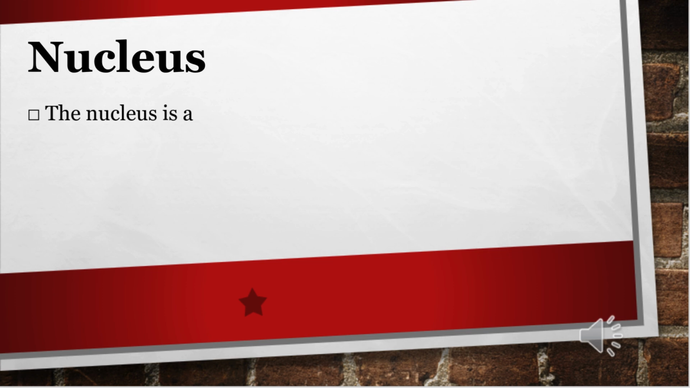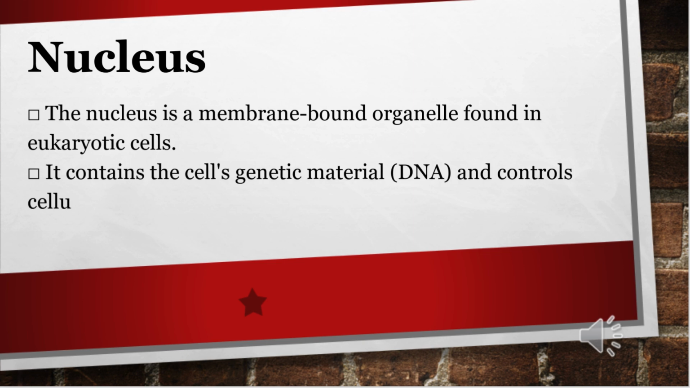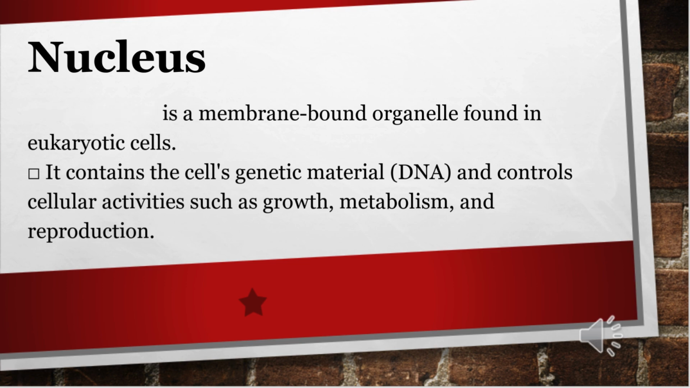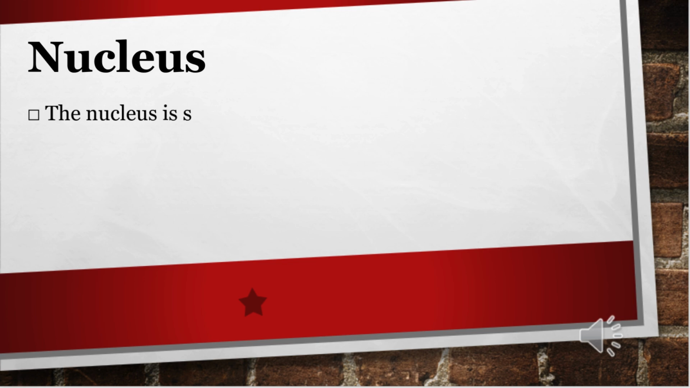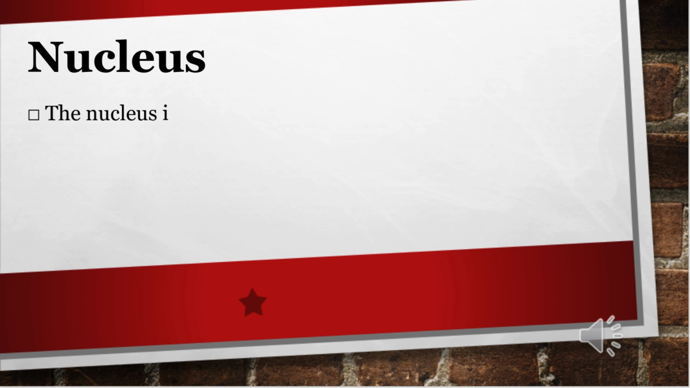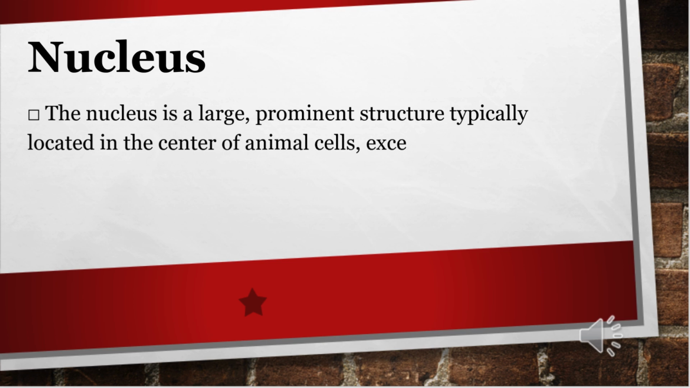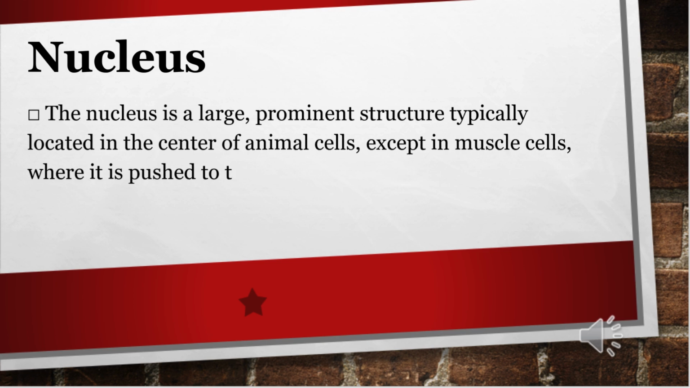The nucleus is a membrane-bound organelle found in eukaryotic cells, housing the cell's genetic material. It regulates critical cellular functions like growth, metabolism, and reproduction. The nucleus is surrounded by a protective nuclear envelope and contains the nucleolus, which plays a key role in ribosome production. The nucleus is usually a large, prominent structure located in the center of animal cells, except in muscle cells, where it is positioned at the periphery.